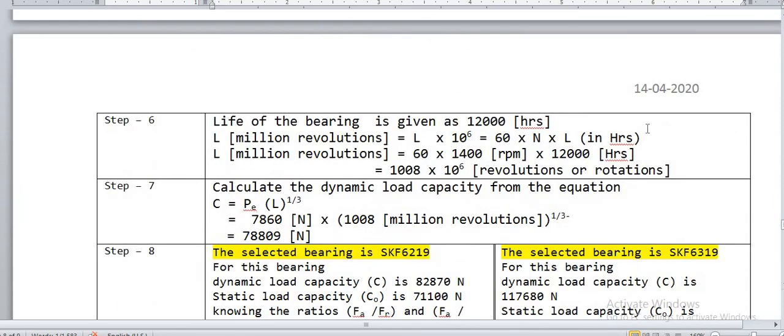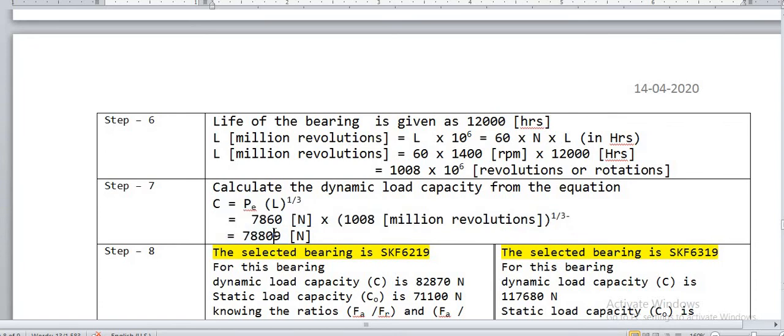Since the life of the bearing is already given, that is 12,000 hours, we need to convert it into millions of revolutions. So it becomes 1,008 million revolutions. If we substitute in the dynamic load capacity, we will get 78,809. This is the loading condition as per the initial iteration process.